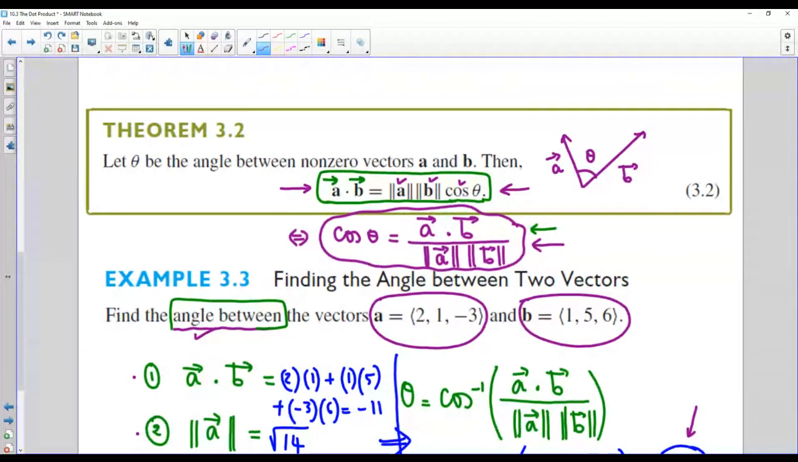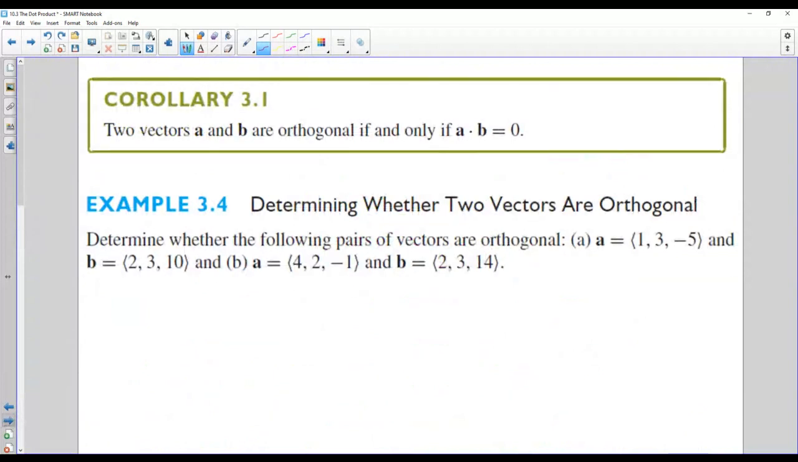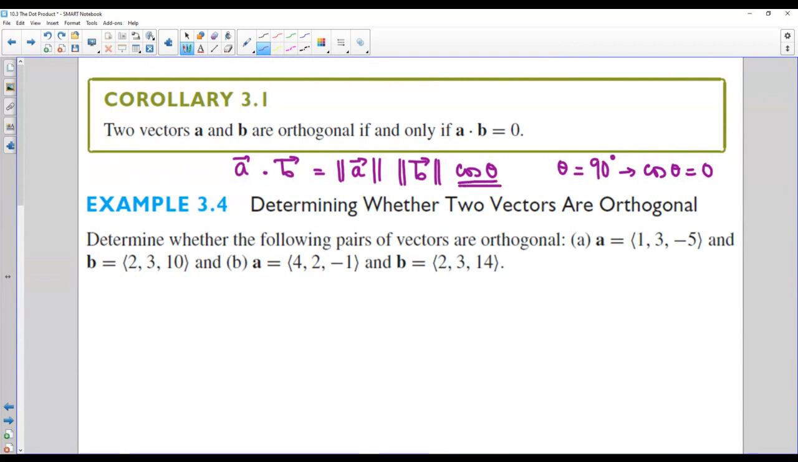the dot product of A and B is the magnitude of A, magnitude of B, multiplied by the cosine of the angle between them. What happens if theta is equal to 90 degrees, or pi over 2? What is the cosine in this case? The cosine will be 0. Cosine 90 degrees is 0, so this will be 0, and therefore the dot product itself will be equal to 0.